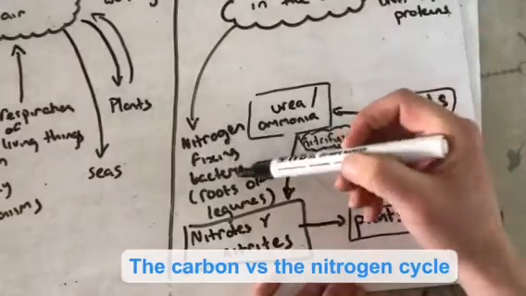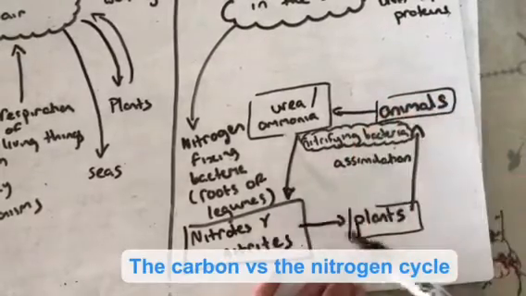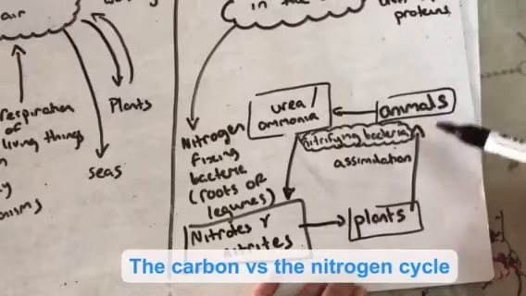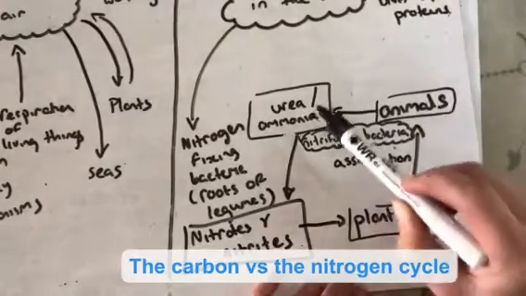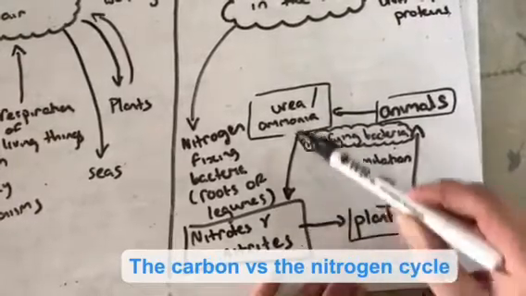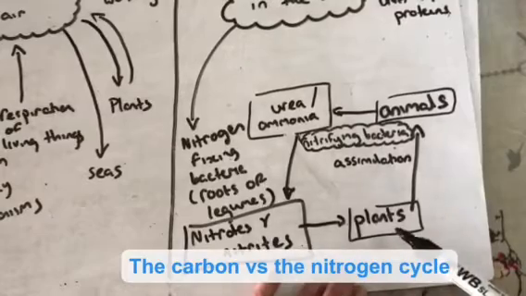Let's think about this again. We've got nitrogen fixing bacteria in the soil, in the roots of legumes. They make nitrates and nitrites, taken up by plants, which can then be taken up by animals. Then animals urinate and release urea and ammonia onto the soil. Then we've got nitrifying bacteria that reconvert the urea and ammonia back into nitrates and nitrites, which again can go back into plants.